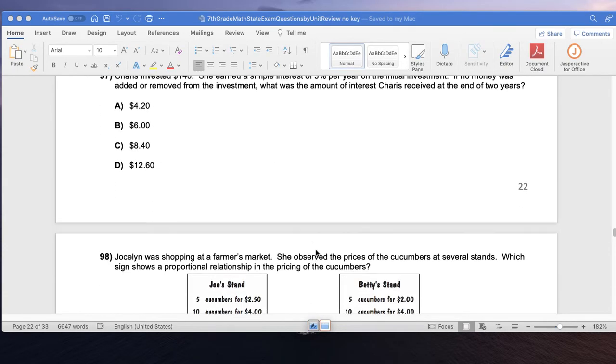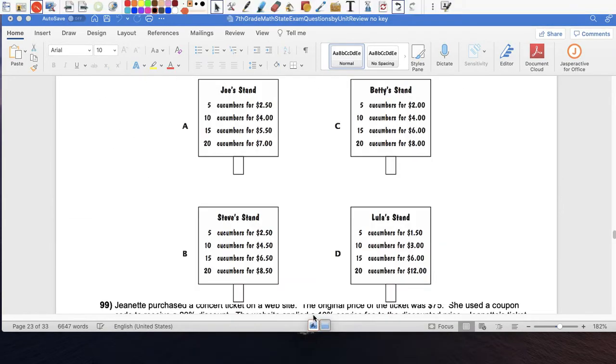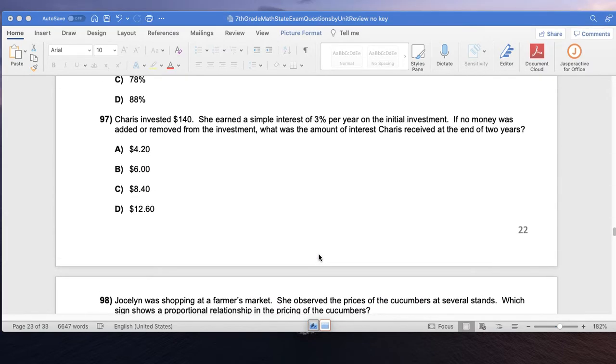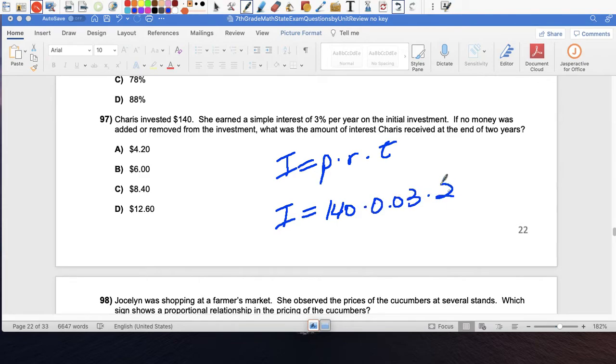Another, right away you can tell that it's a simple interest problem. $140 deposited. Oops, what the heck just happened? 2 years, so I = PRT. And we want to know how much interest was earned. So the principal was 140. The interest rate is 0.03, and you leave that money in the bank for 2 years. And you come back, you earn $8.40.